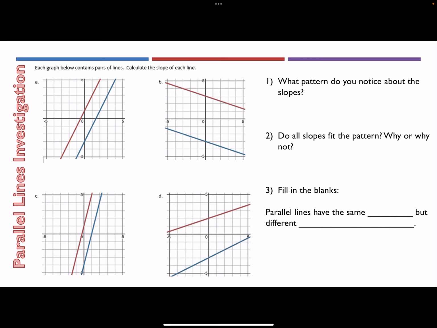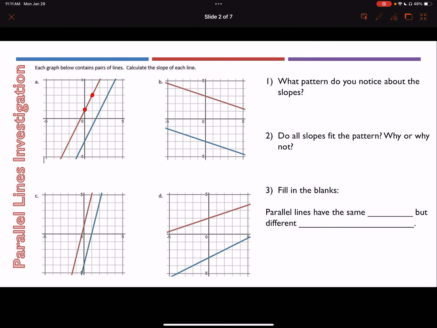And so I'm going to actually give you some directions, and then I'm going to ask you to pause the video and complete this investigation. So as you can see in the investigation, each graph contains pairs of lines. Calculate the slope of each line. So for each line, I want you to find the slope. I want you to pick 2 points. For example, like on this red line here, I want you to pick 2 points there, and I want you to calculate the slope between those 2 points. Count rise over run.